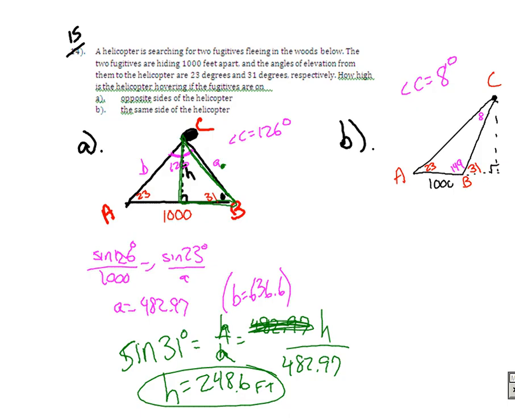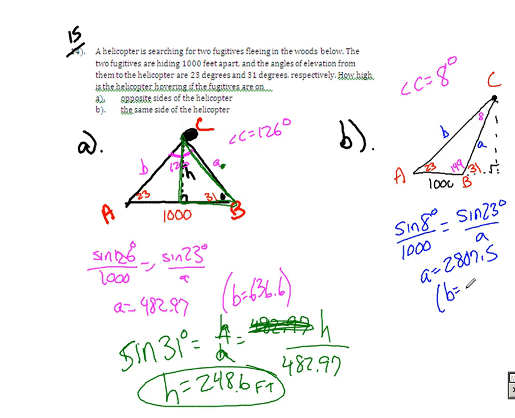So, again, same sort of thought process going through here. We're going to say now that sine of 8 degrees over 1,000, because we know both parts of part C, is going to equal, let's say I want to find side A. I could do side B if I wanted to. Doesn't matter, but I'm going to do side A. I'm going to say it equals sine 23 degrees over side A. That means A is going to equal 2,807.5. Again, if I wanted to do B, I would have gotten B equals 3,700.7.